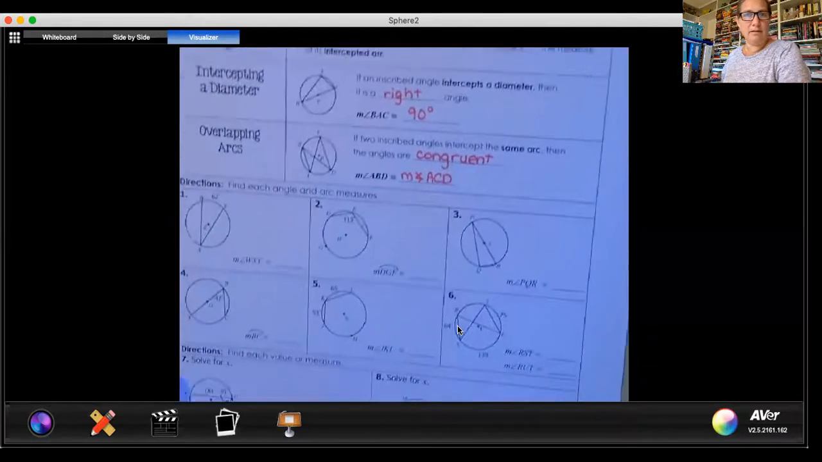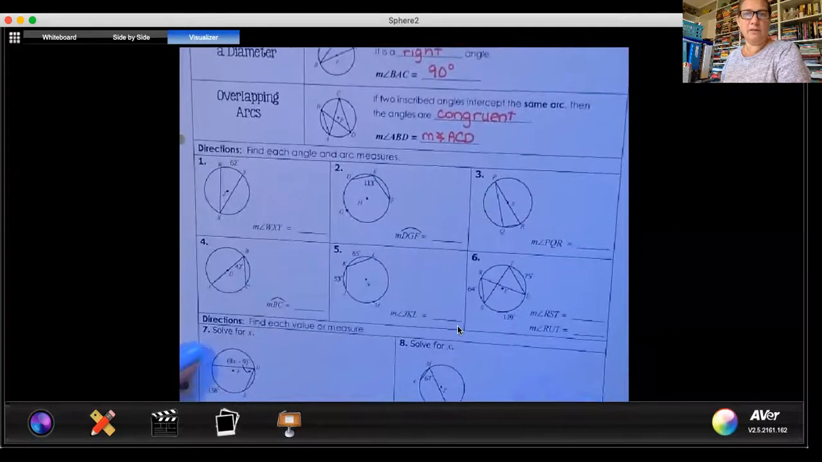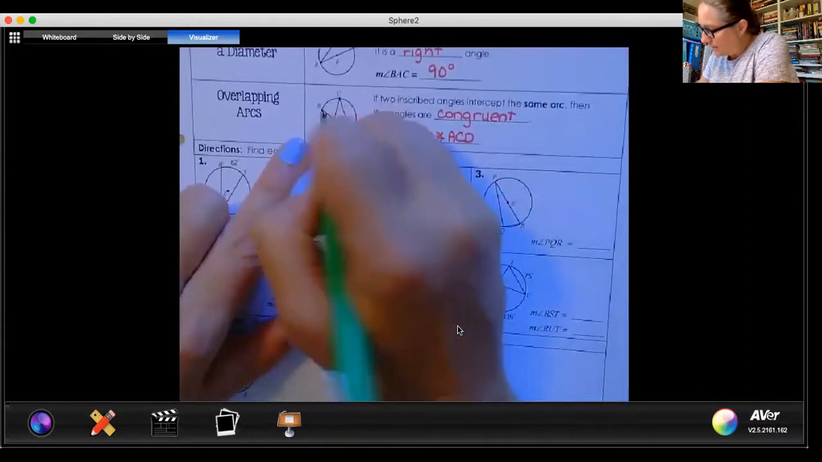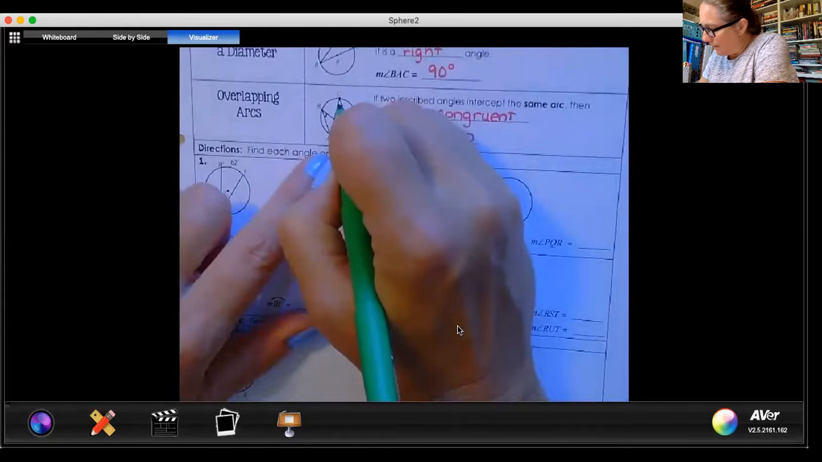And overlapping arcs: if two inscribed angles intercept the same arc, then the angles are congruent. So the measure of angle ABD is equal to the measure of angle ACD.